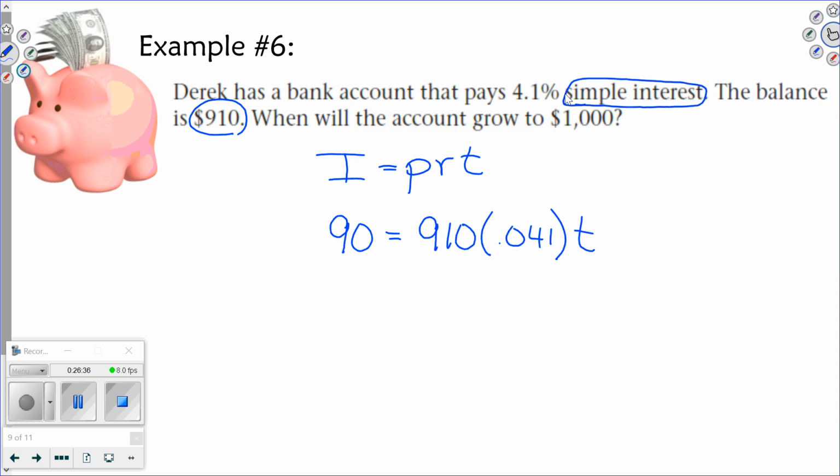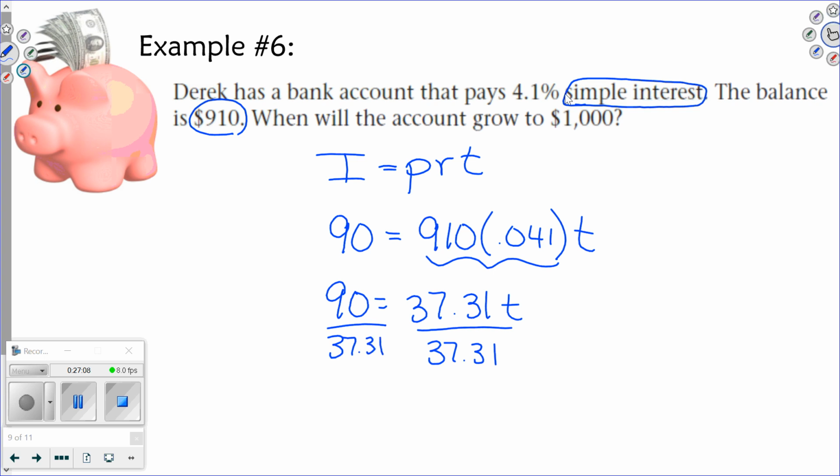Okay? So once you set it up, we'll go ahead and multiply this part together. So 910 times 0.041 is 37.31. The only time for these problems you should be rounding is at the very end to the nearest cent. When you're multiplying stuff throughout like that, do not round that. All right, and then to solve for t, we will divide. So it's 2.41, so roughly about 2.4 years.